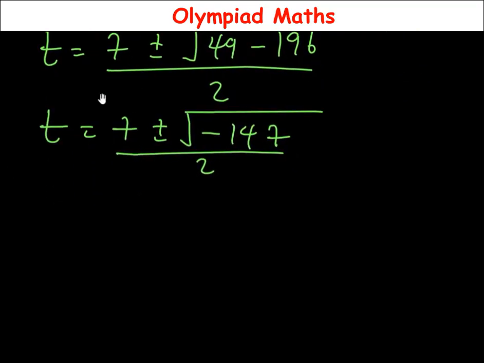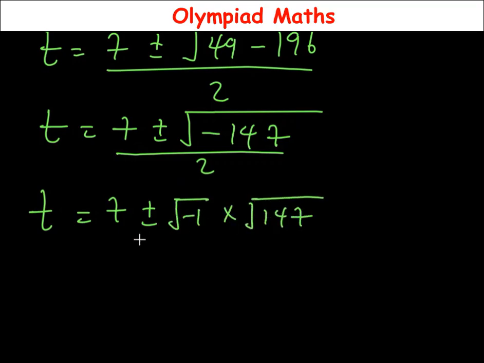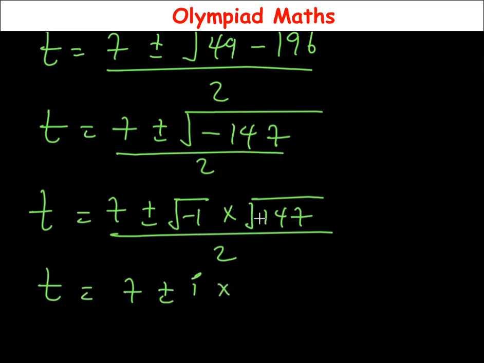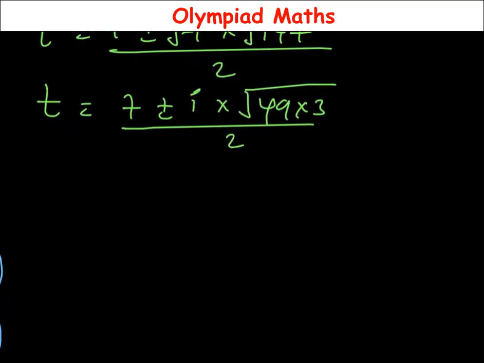From here, the value of t is equal to 7 plus or minus, we can write root minus 147 as root minus 1 times root 147 all over 2, such that t is equal to 7 plus or minus root minus 1 is i, then times, we can write root 147 as root 49 times 3 all over 2. So solving this, t is equal to 7 plus or minus i times root 49 is 7, then times root 3 all over 2.